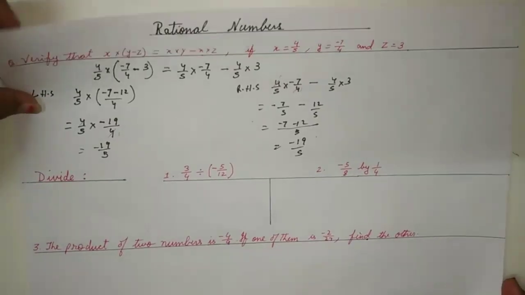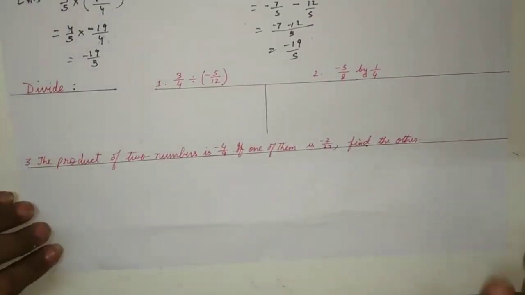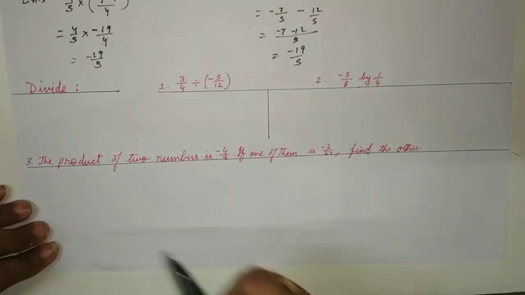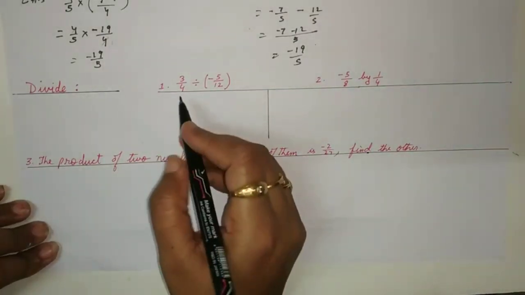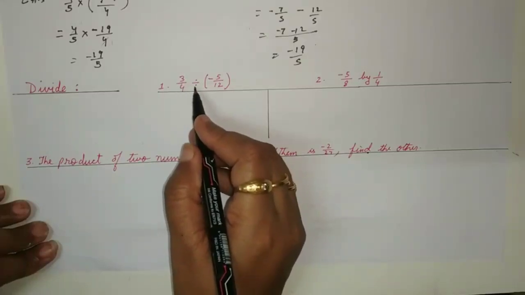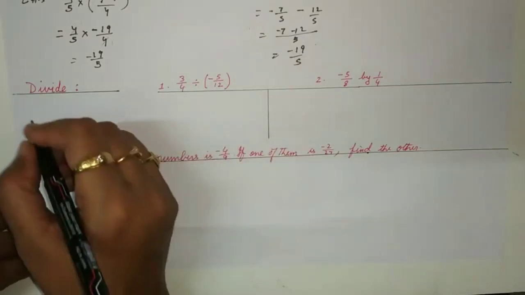Now we go to division. Again, division is also a repetition, you all know about it, but still I want to do it once with you so that it becomes easy. And the question taken here is 3 by 4 divided by minus 5 by 12.